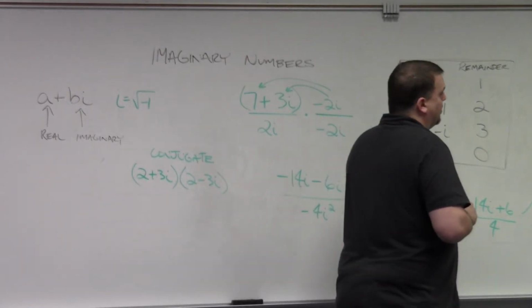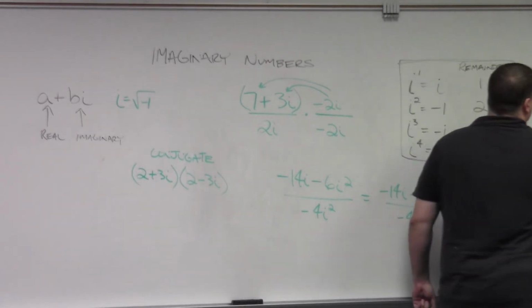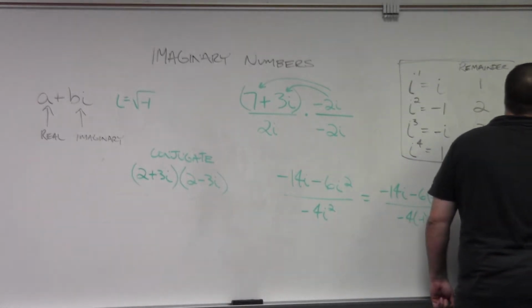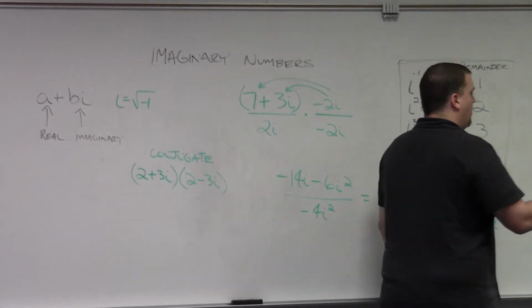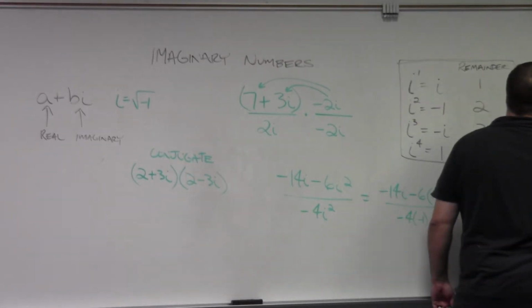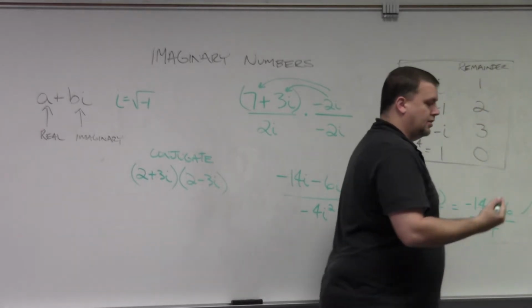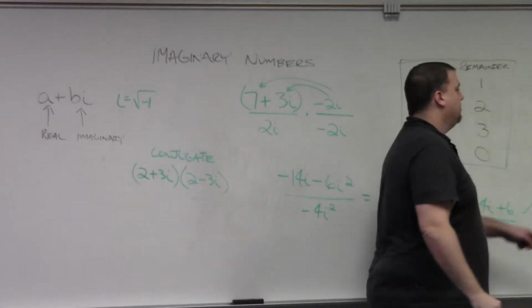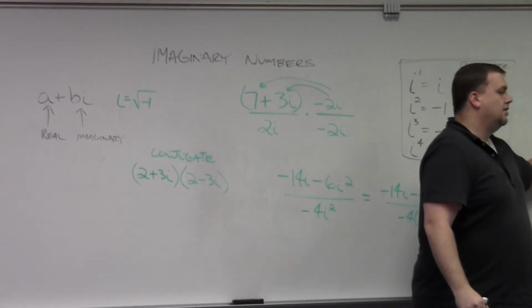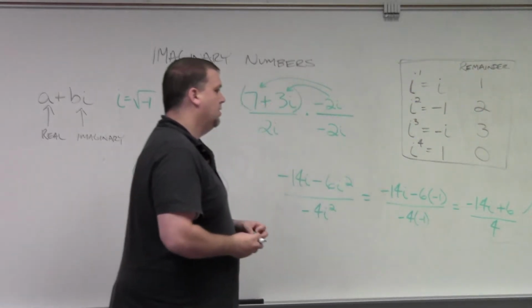So does 6 over 4 reduce? 3 over 2, correct? Does -14 over 4 reduce? Both even. 7 over 2, and then i. Looks a little bit different than what we've been dealing with, but I still have it in standard form. There's a real part, and then there's the imaginary part. It's in standard form. Okay.